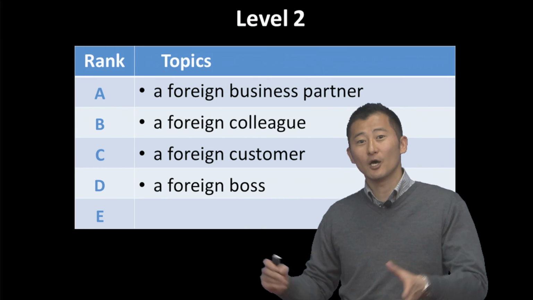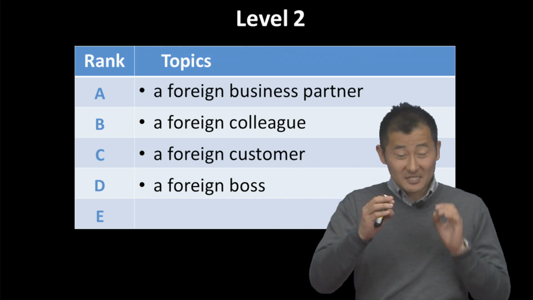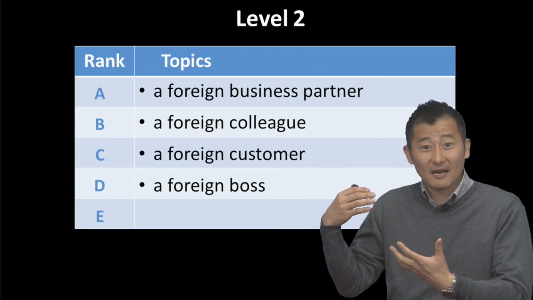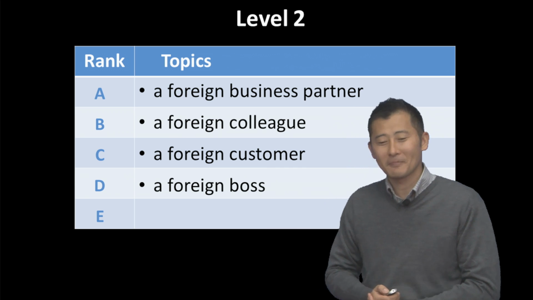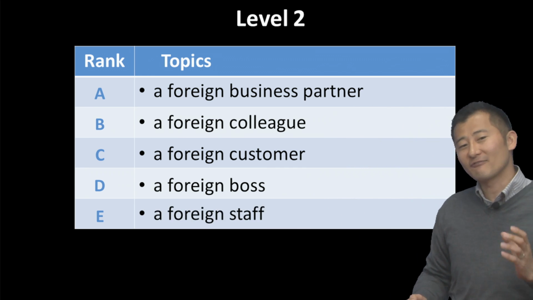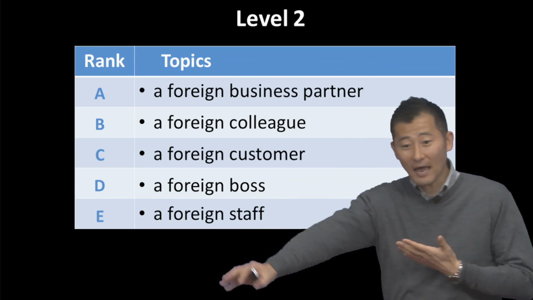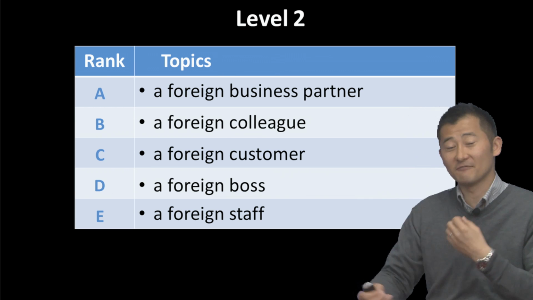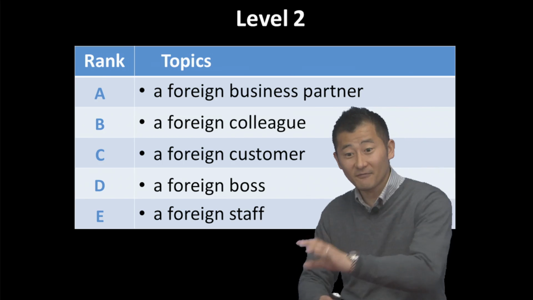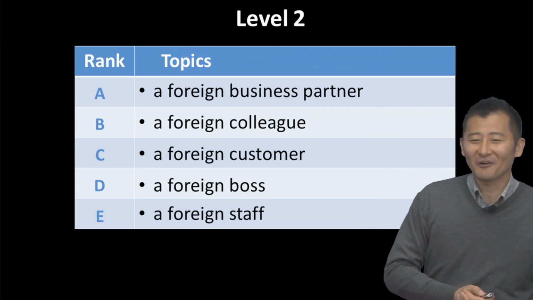Imagine suddenly you get a foreign boss, okay, and you have to listen to English every day. How do you do that? How do you report to a foreign boss in English? And in Rank E, a foreign staff. This time you're the boss, and you have a foreign subordinate or staff member. And you have to evaluate them, give them feedback, manage them. How to do this? All right.